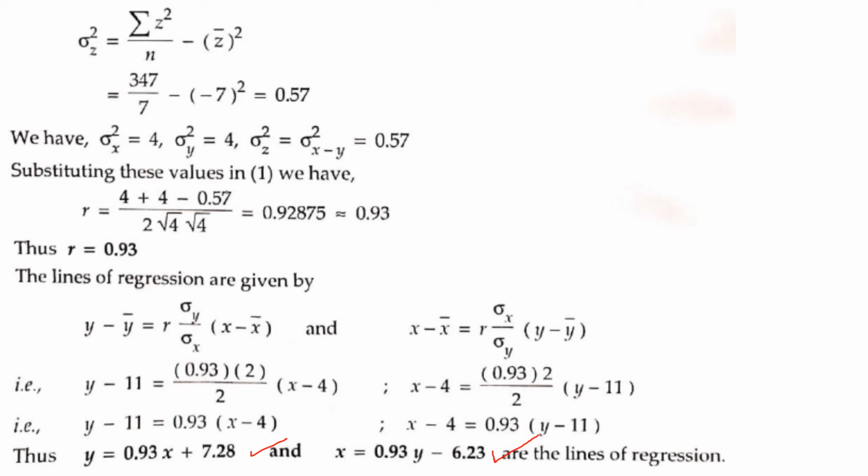Here the coefficient of x is 0.93 and the coefficient of y as well is 0.93. So these are the coefficients of x and y here. So we found the lines of regression.